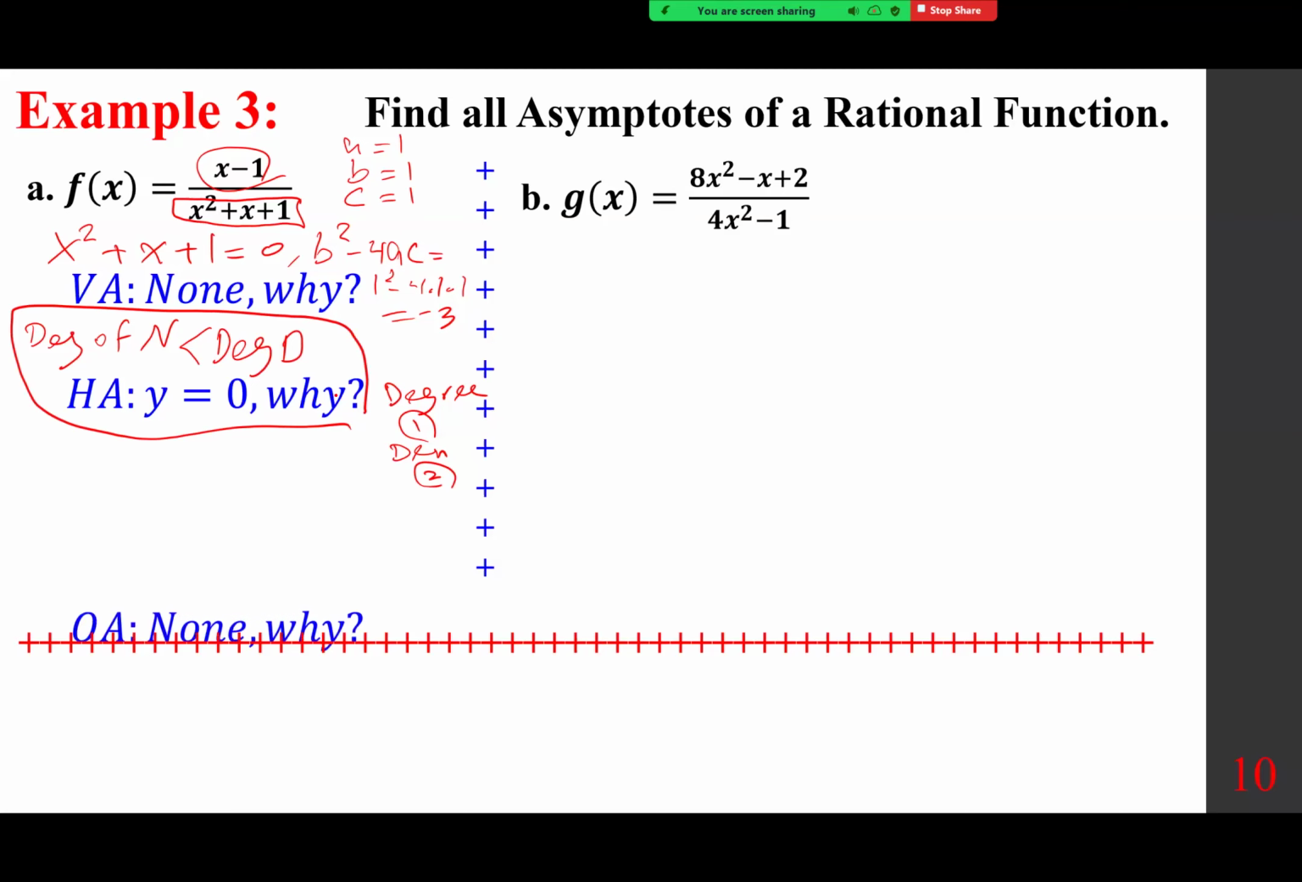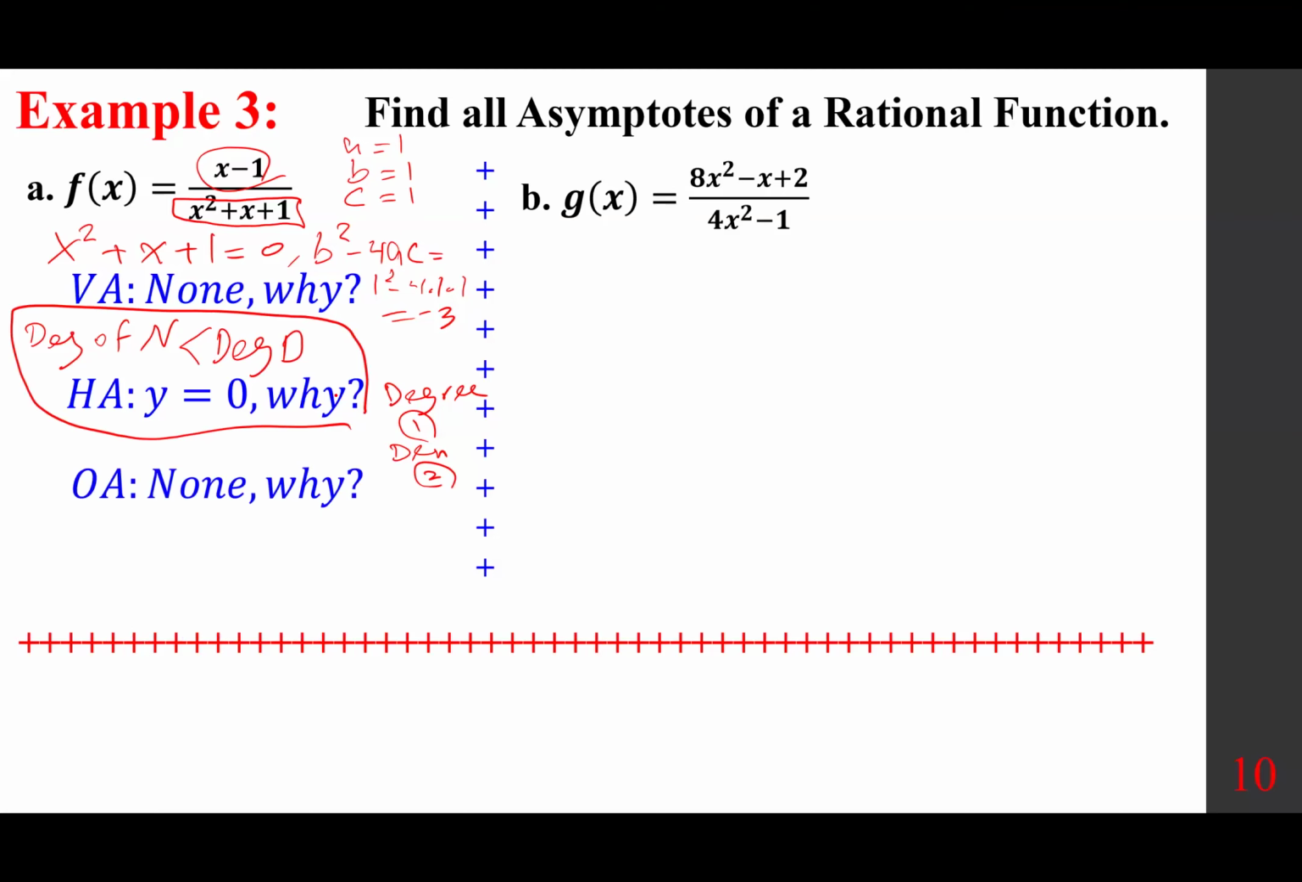And when you have a horizontal asymptote, you don't have an oblique asymptote and vice versa. So you have only one of them. Class, we either have a horizontal asymptote or an oblique asymptote. We can't have both. Either or.